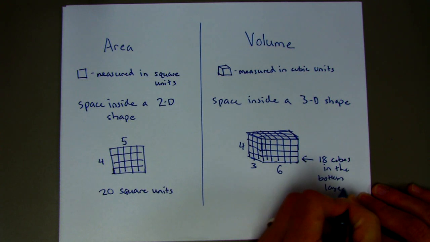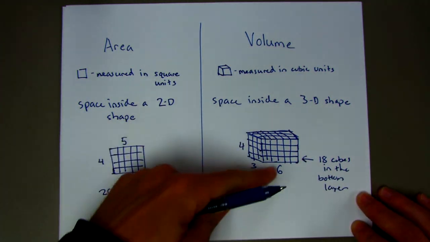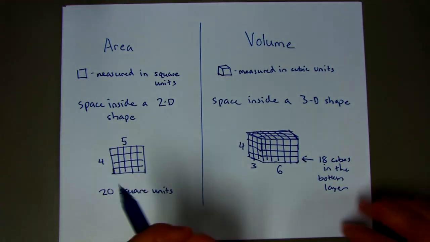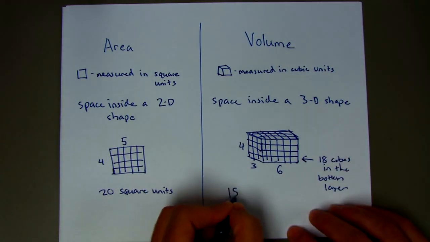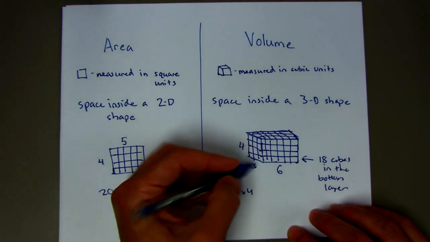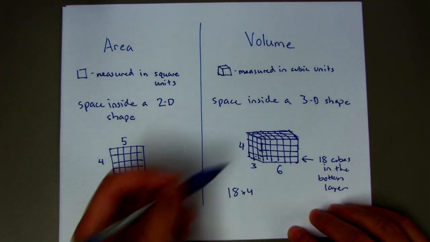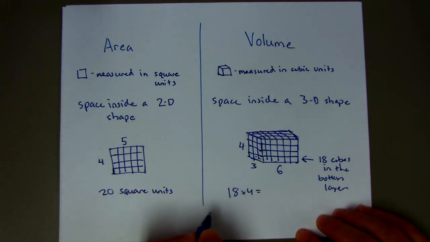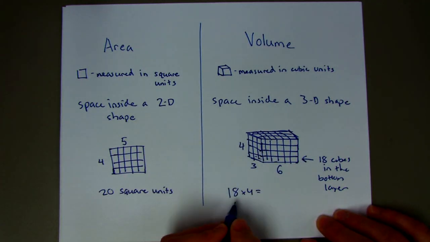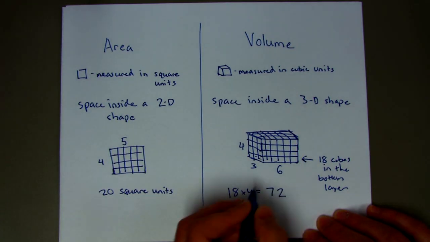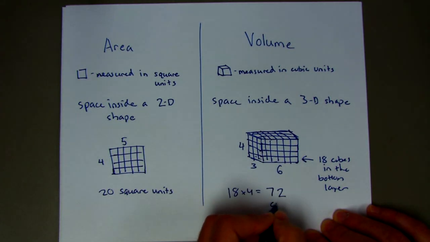And since this is a rectangular solid, each of these 4 layers has the same number of cubes. So it's 18 times 4 because there are 4 layers. That layer has 18 cubes, that one has 18, that one has 18, and that one has 18. So 18 times 4, let's see, 20 times 4 is 80, so this should be 72 cubes can fit in here. So we say cubic units.